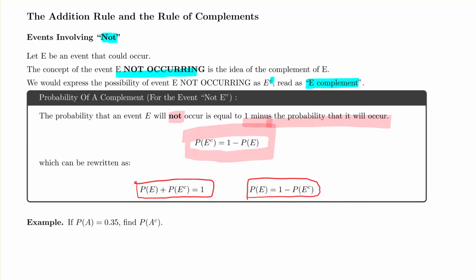You need to know one of them, and you can subtract one on both sides to solve for the other. So for example, here, if I want to find probability of E to the C, I can subtract probability of E from both sides, then I get this formula. Okay, so all these three are equivalent formulas. So let's look at an example.